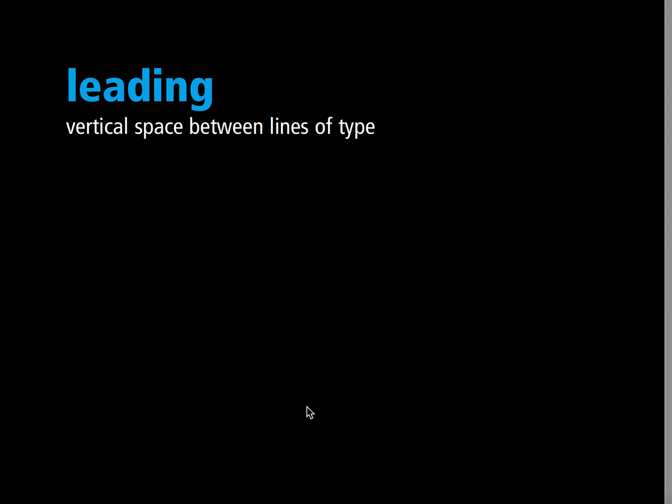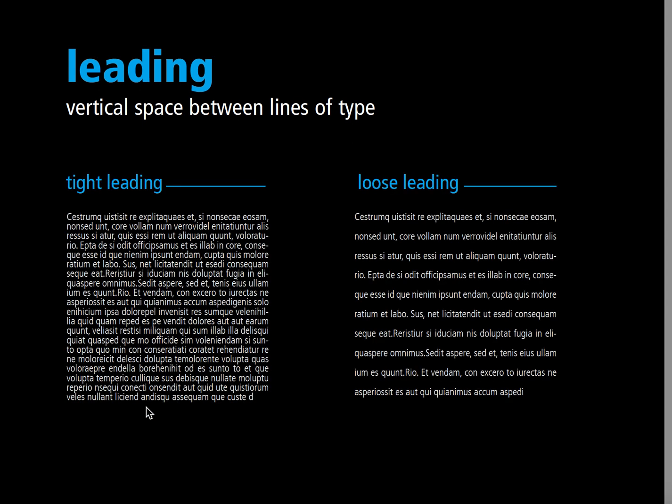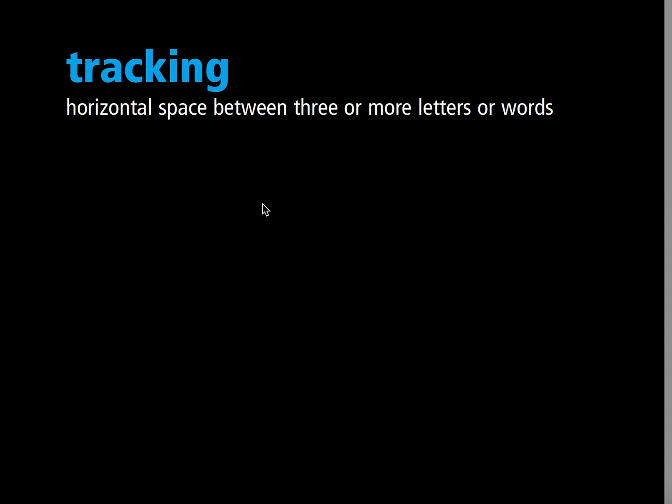Leading is the vertical line space in between lines of type. So tight leading, very spaced out leading. I always say, for the alliteration, line height, leading, line height. So the height of each line helps me remember that. You've got to remember the word leading.